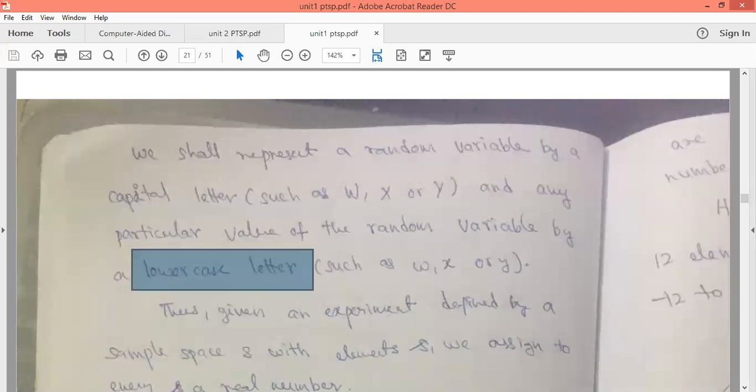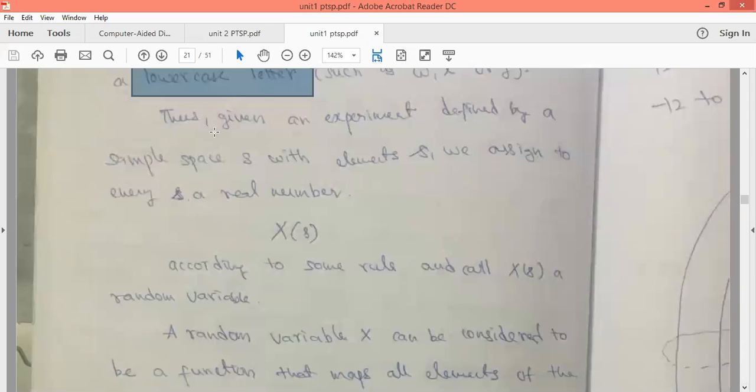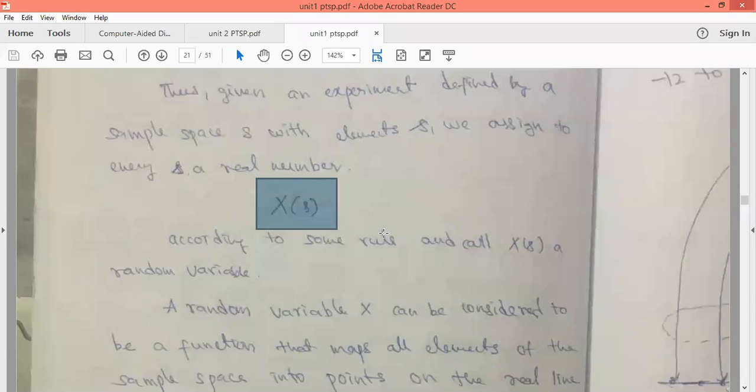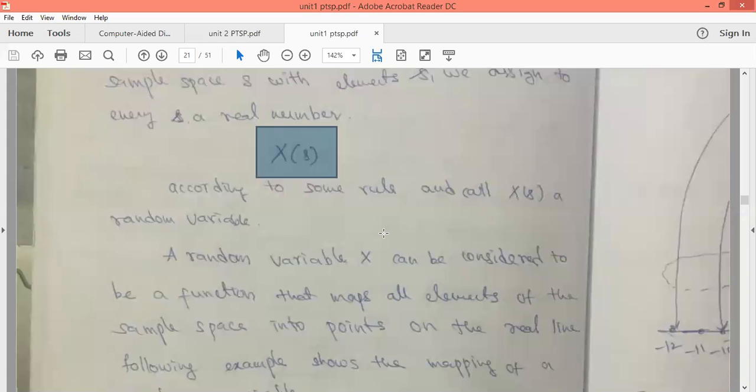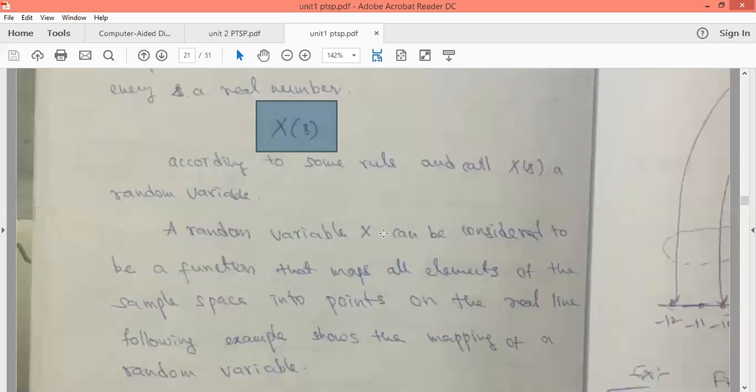For example, we have an experiment. The experiment has the sample space capital S with elements small s. Small s are the elements of the sample space capital S. What are we doing? We are assigning a real number to every element of the sample space. We assign it as X of s. The capital X is nothing but the random variable. It is a function of small s. Small s are nothing but the simple events or the elements of the sample space. So this X of s is called the random variable.